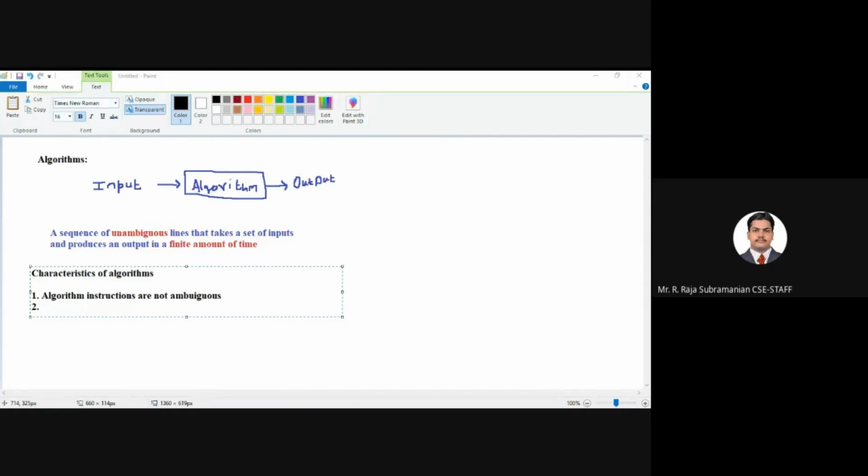So the second characteristic of an algorithm is the range of inputs. The range of inputs of an algorithm should be carefully specified. If not carefully specified, what will happen? Some negative values for age, some inappropriate input will come into play, right?